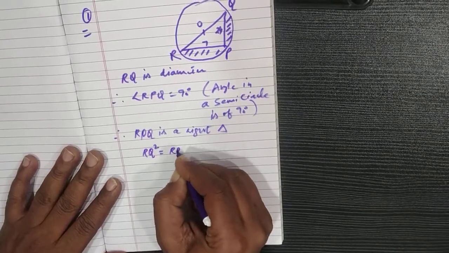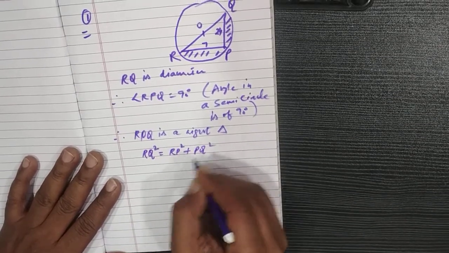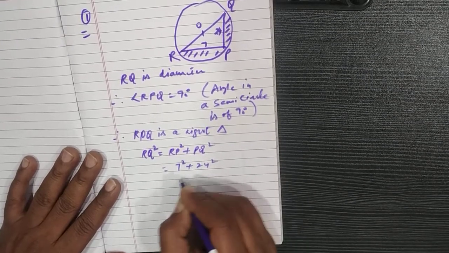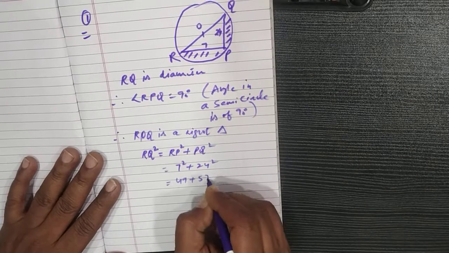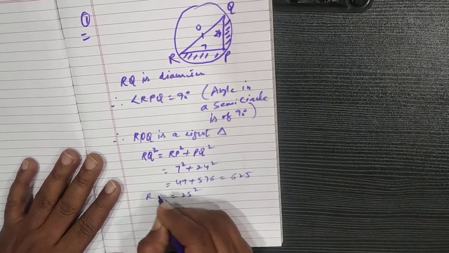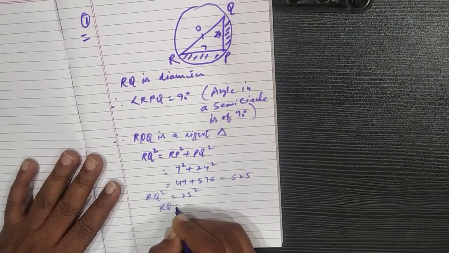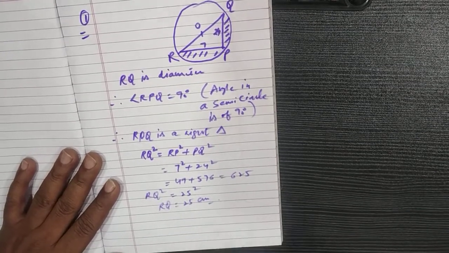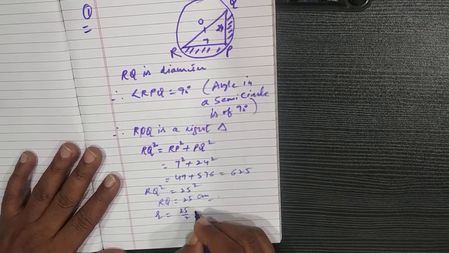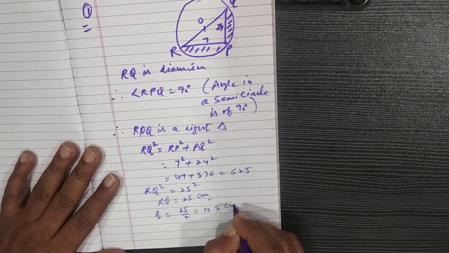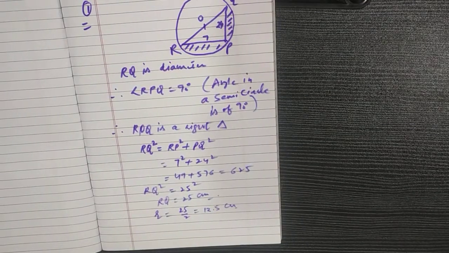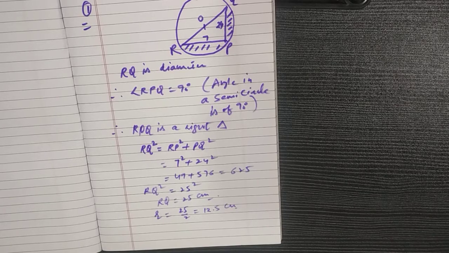RQ square is equal to RP square plus PQ square. That is 7 square plus 24 square, 49 plus 576, that is 625, which is the square of 25. So RQ will be 25 centimeter. This is the diameter, so the radius will be half of 25, that is 12.5 centimeter. Now after finding the radius, we'll find the area of the shaded region.